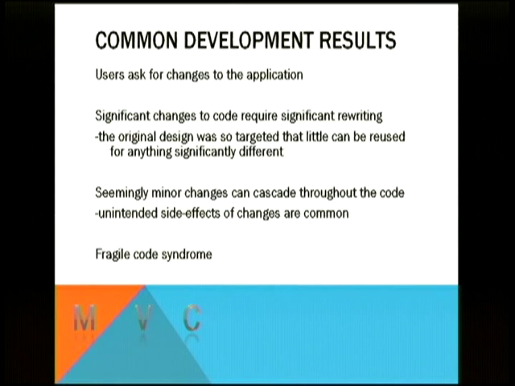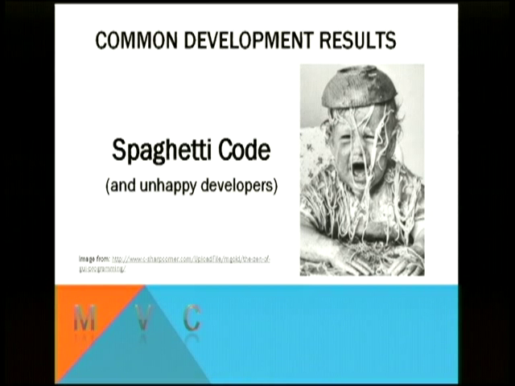Seemingly minor changes can cascade throughout the code. You might have heard the term fragile code, where you poke it in one place and something over here bulges out and breaks. This is kind of the result of a common first-try development effort. Or pictorially, you get spaghetti code and unhappy developers, because eventually the users come back and make it clear that the code that you wrote and were so proud of is not as robust as you had thought it was.